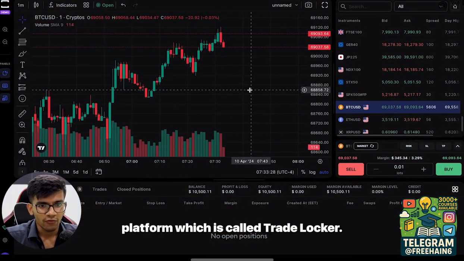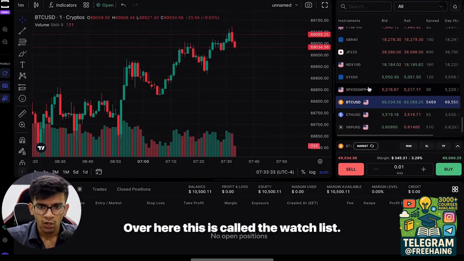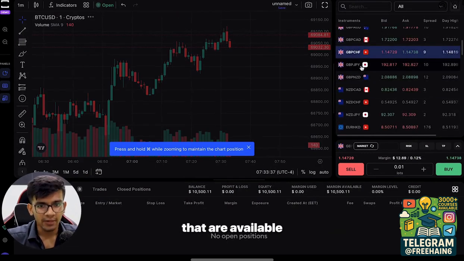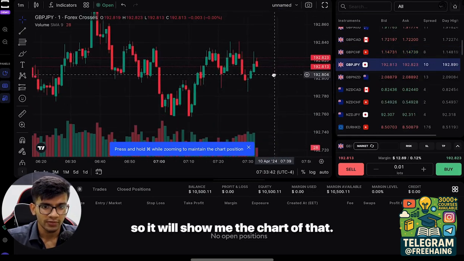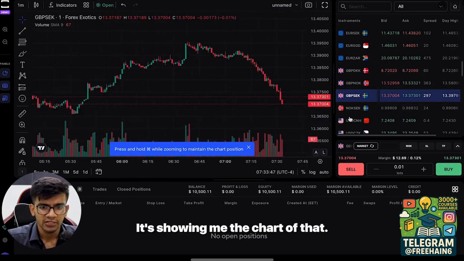So this is a platform which is called Trade Locker. If you look at it here, I can look at the chart of Bitcoin. Over here, this is called the watch list. This is the list of the instruments that are available to trade on this platform. So I can click on GBP JPY, and it will show me the chart of that. I can click on GBP SEK, and it's showing me the chart of that.